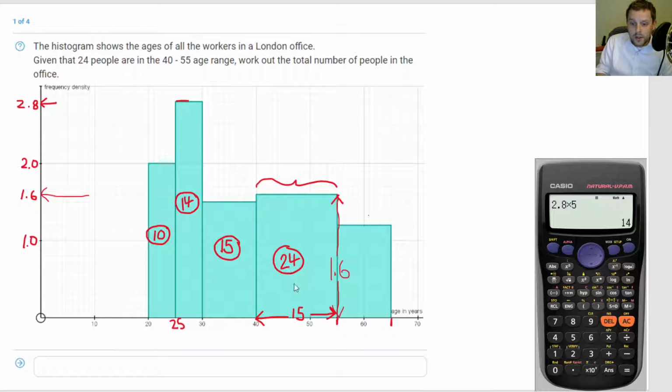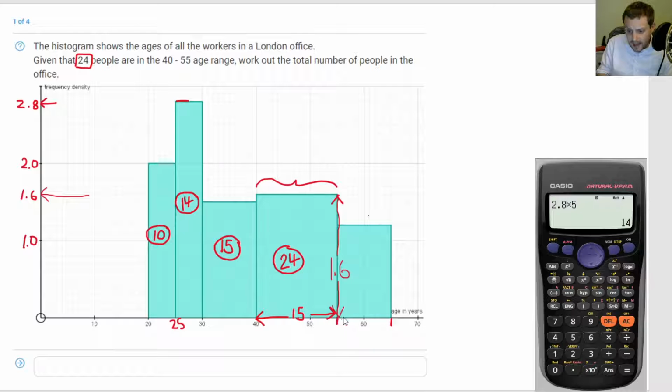We already know this one is 24. To be clear, it's because it's 15 times 1.6. But we actually got told that it was 24 in the first place. And that is where the number 1.6 actually came from. So we figured that out because we know it's 15 wide and we know the area has to be 24.